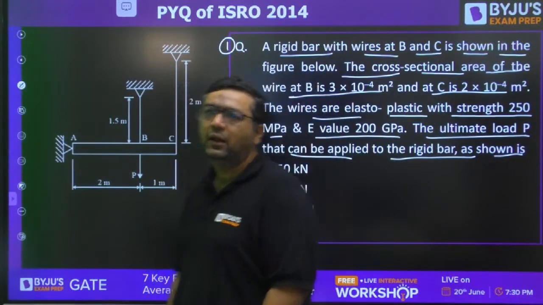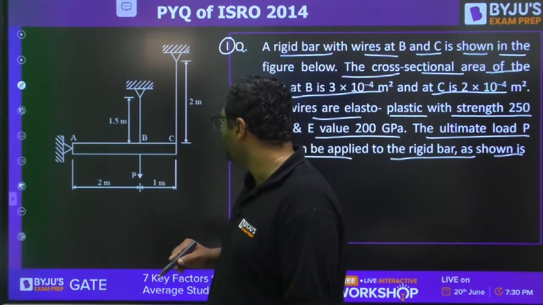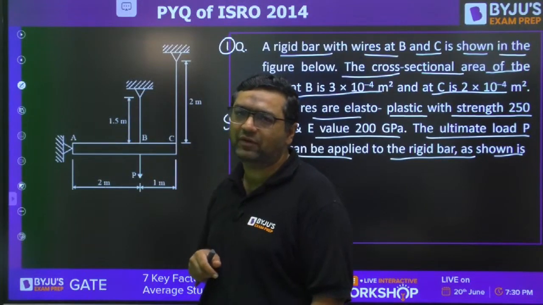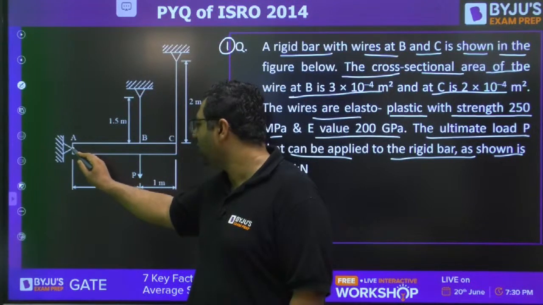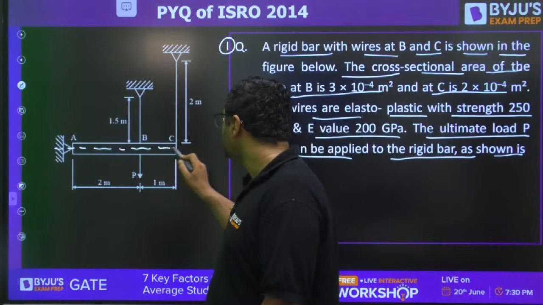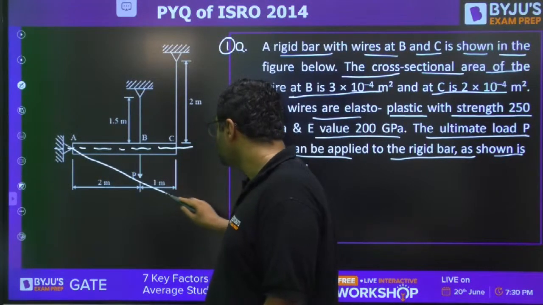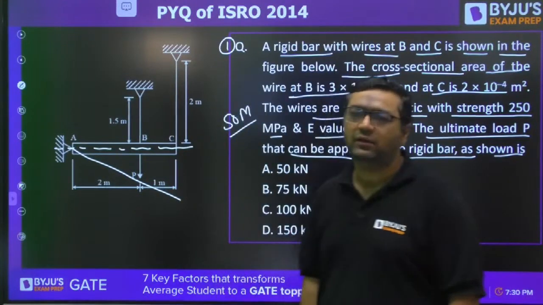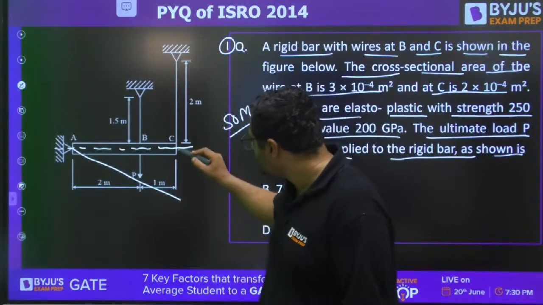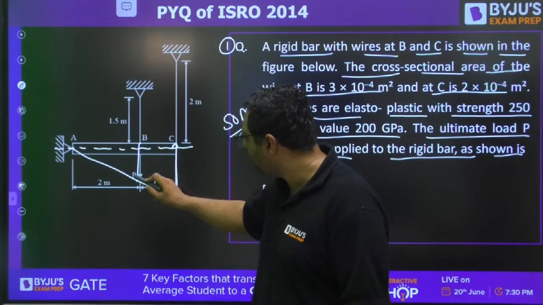Here you must be able to see that load P is applied like this. This is 2 meter, this is 1 meter, and the lengths of the wires are given to us. Here we have the hinge support. So if this is the axis of the bar, because of the load P the bar can obviously rotate about the hinge. You would have the new position of the rod like this because of the deformation in the wires. So here the wire will be deformed and here also the wire will deform.